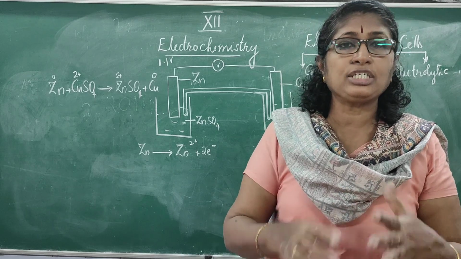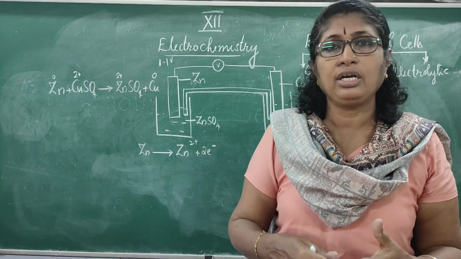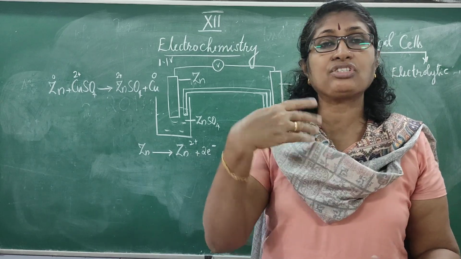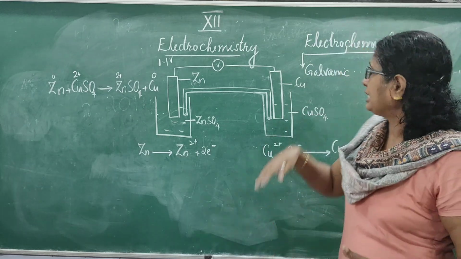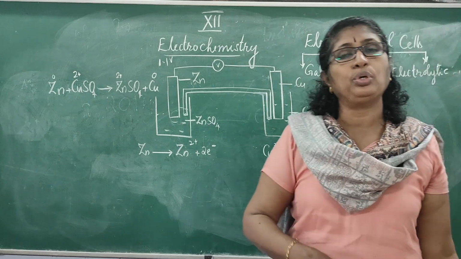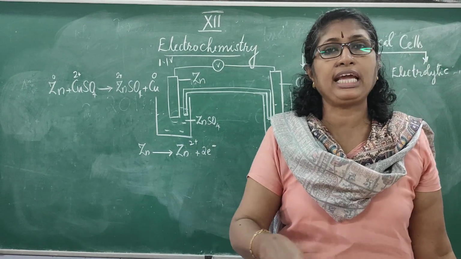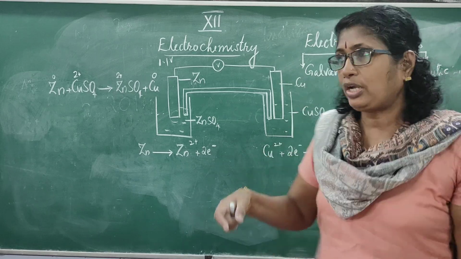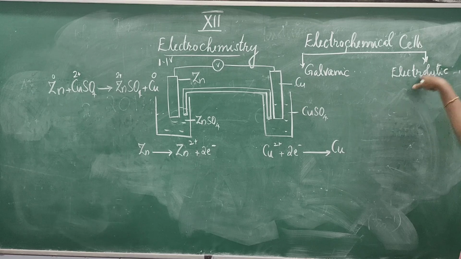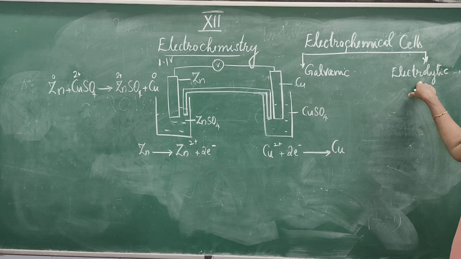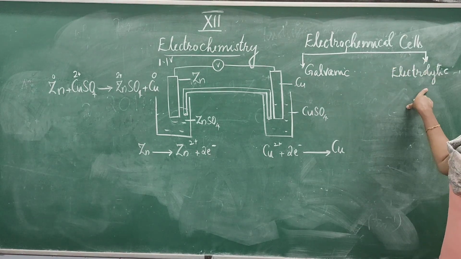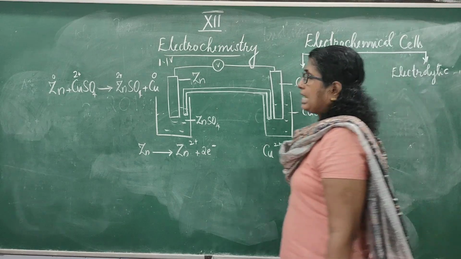In galvanic cells, a spontaneous chemical reaction takes place, we have studied spontaneity in 11th class, and electrical energy is produced. Whereas in an electrolytic cell, by passage of electric current, we are carrying out a non-spontaneous chemical reaction. So with the help of electric current, a non-spontaneous chemical reaction is carried out in electrolytic cells. These are the two different types of electrochemical cells. First we will start with the galvanic cells.